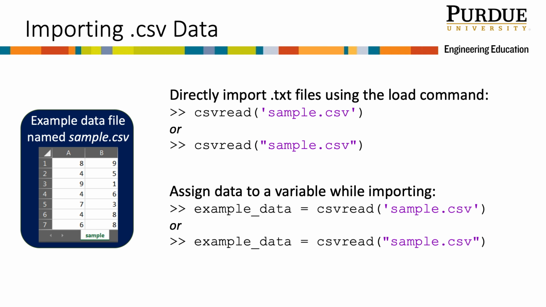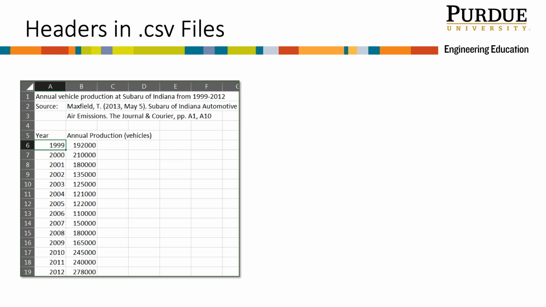The basic form of the CSV read command is shown here. We use this command to load comma-delimited files. Just like we did with the load command, we must place the file name, including the extension, within matching quotation marks. CSV read can only import numeric data. CSV files can have header information, just like the TXT files. This CSV file contains annual production of vehicles by Subaru of Indiana from 1999 to 2012. We could delete the header rows, but we would rather preserve the information if we can.